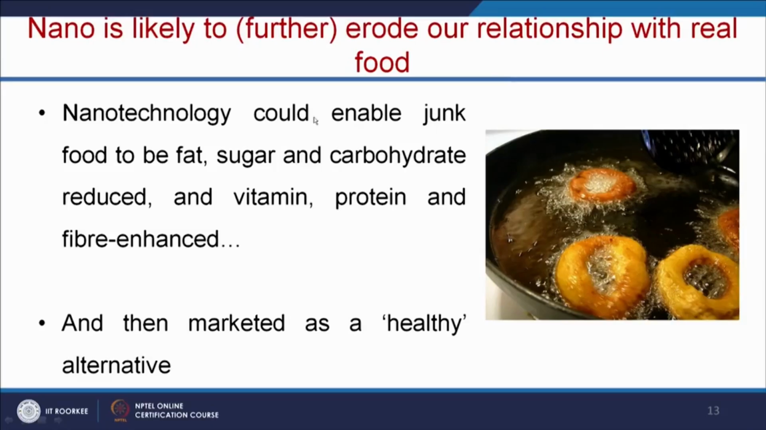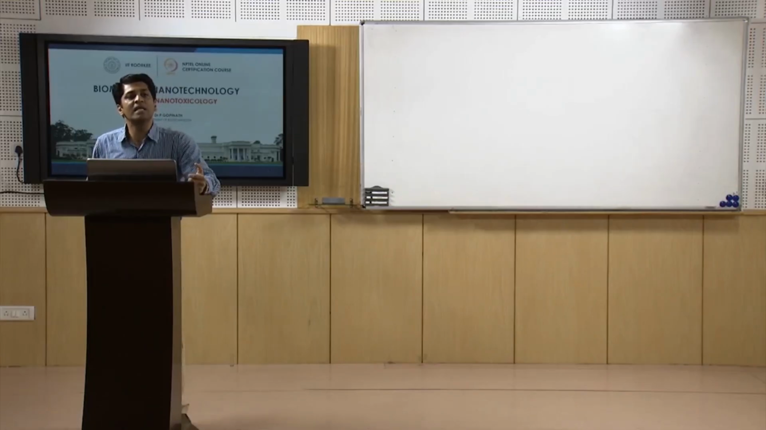Again, nanotechnology could enable junk food to be fat-free and sugar-free, reduce the carbohydrates, increase the vitamins and protein, and be fiber enhanced. Then it can be marketed as a healthy alternative. This junk food can be enriched with protein and fiber and sold in the name of a healthy alternative, but the problem is that our relationship with real food will be eroded.